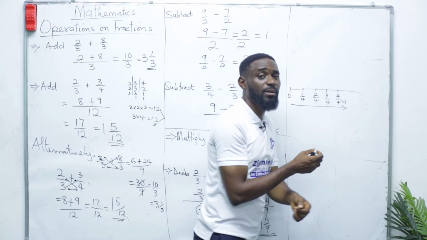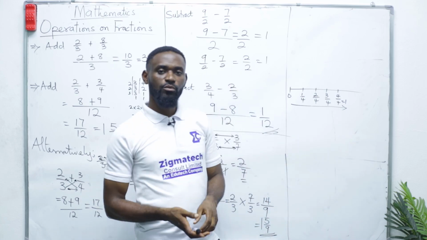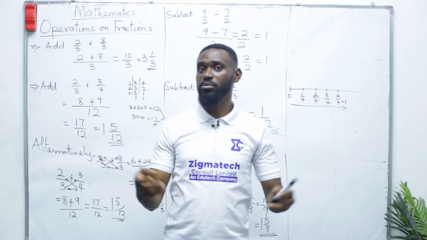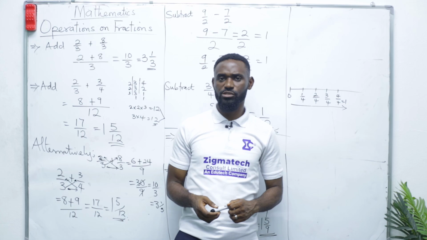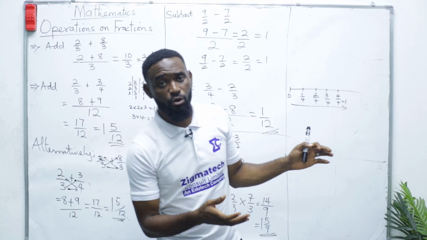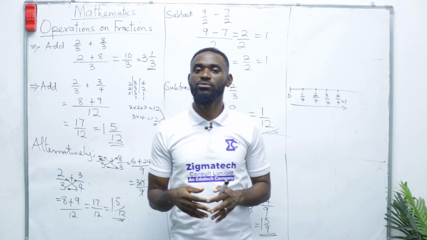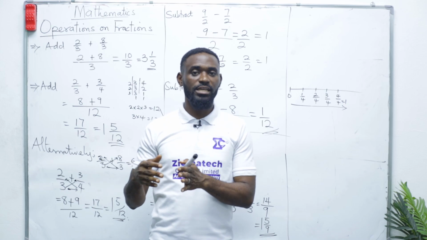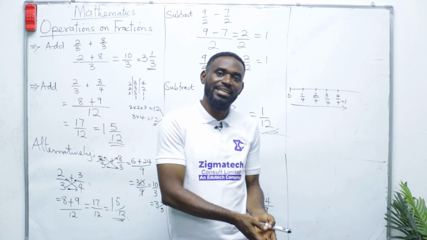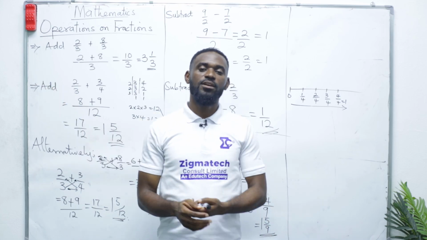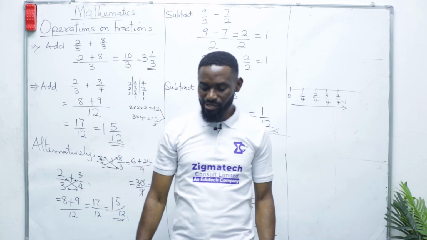Do you understand? So there may be some fractions that don't have the same denominator. Now, how do we know which fraction is bigger than which? You may be faced with such questions. So let's look at how we can arrange fractions in their order of magnitude, that is, in an ascending order or in a descending order. In an ascending order, we go from the least to the highest, while in a descending order, we go from the highest to the least.